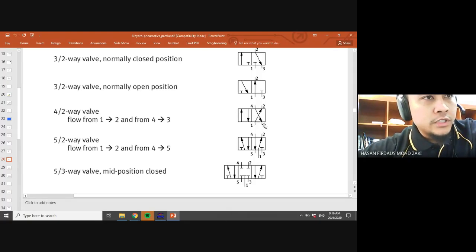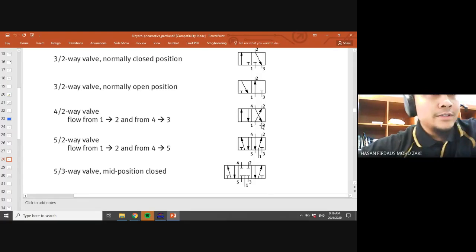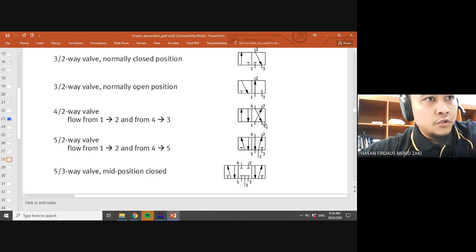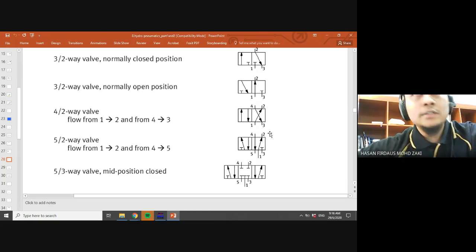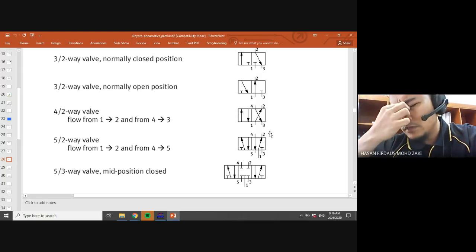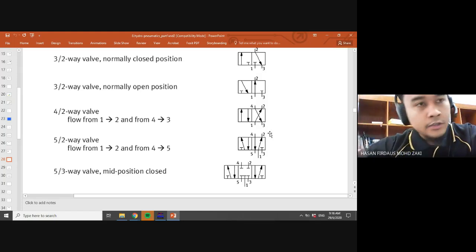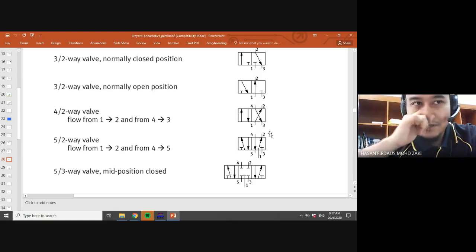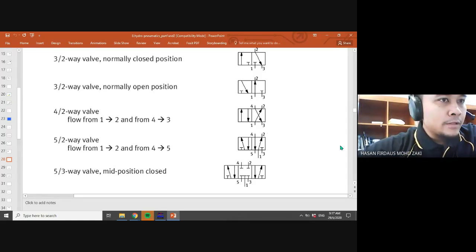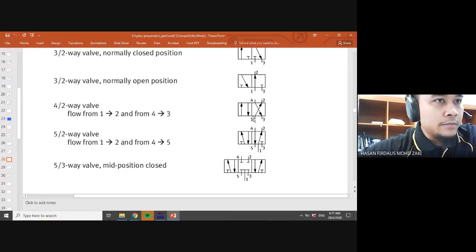All right. So 3 is the exhaust port. So meaning that from 4 to 3, this way exhaust, meaning that it will exhaust the pressured air to the atmosphere. Okay. Right. So that's the concept.